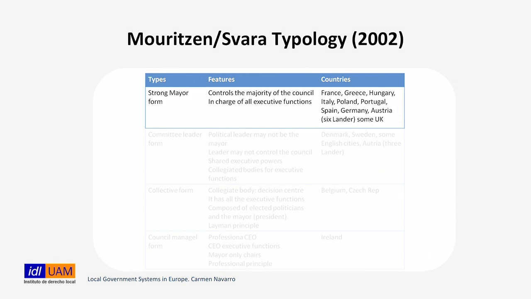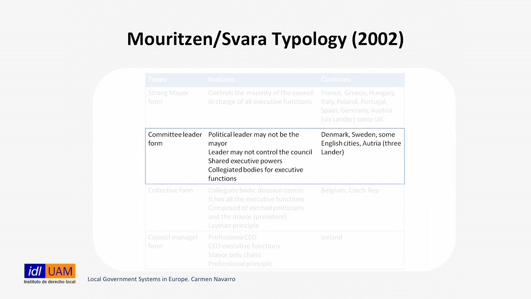The strong mayor form is a case in which the elected mayor controls the majority of the city council and is legally and actually in full charge of all executive functions. France, in Germany some Länder, Austria, Greece, Hungary, Italy, Poland, Portugal, and Spain are examples of this model. The committee leader form is a case in which one person is clearly the political leader of the municipality, named or not mayor. He or she may or may not control the council, executive powers are shared, and the political leader develops some executive tasks, but others are responsibility of collective bodies. Denmark, Sweden, and some English cases belong to this group.